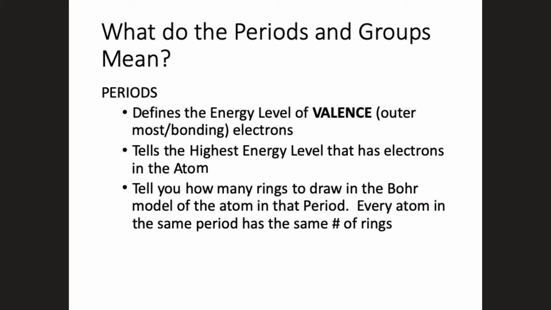It also tells you how many rings to draw in a Bohr model. So if you were to draw a Bohr model of the atom, you just look what period it's in, and that tells you how many energy level rings you need. So it's quite handy to understand what period is, because it tells you a bunch of things.